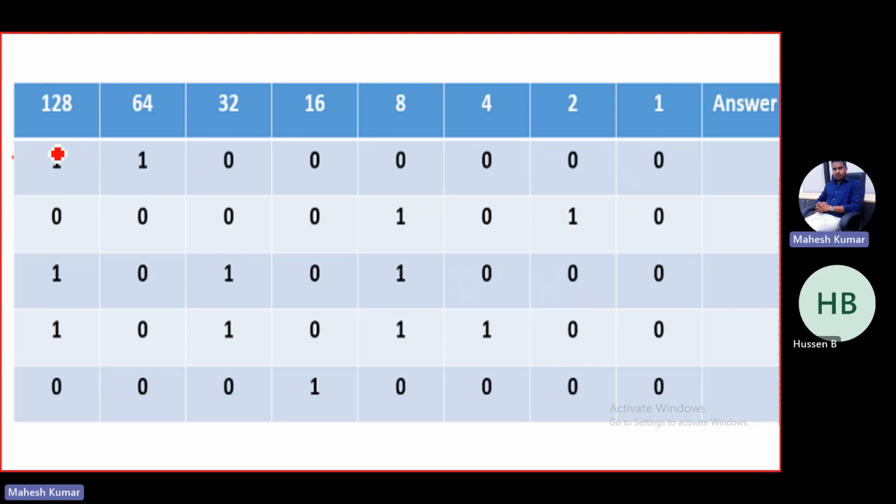This is also a kind of magic table. Here 128, 64, 32, and so on. The answer you can give here is if you add 128 plus 64, the total value will be 192. Like this, 8 plus 2, the total value will be 10. This is how you need to calculate. I will share this slide after the class.